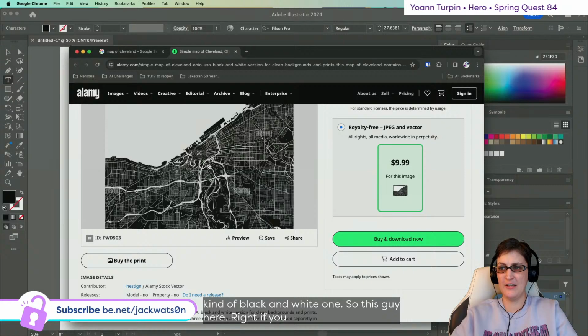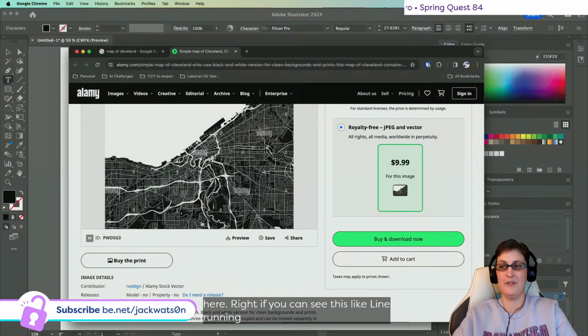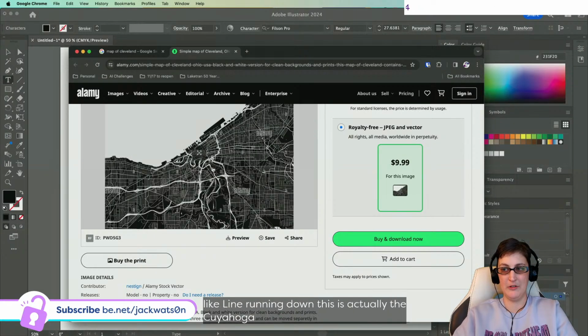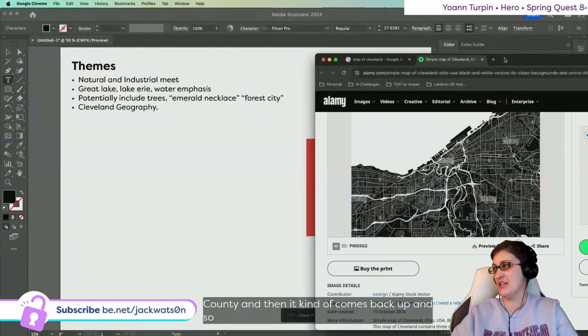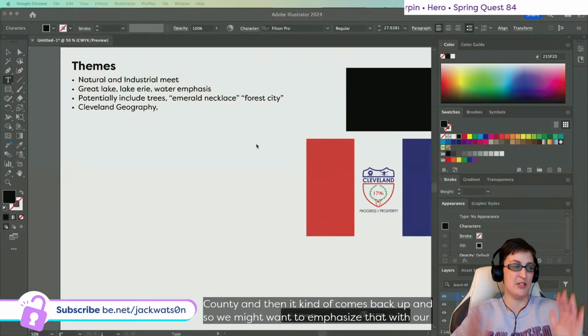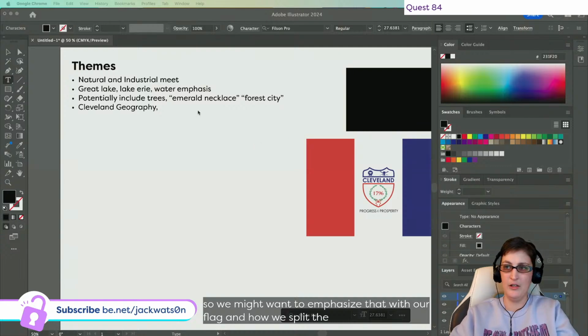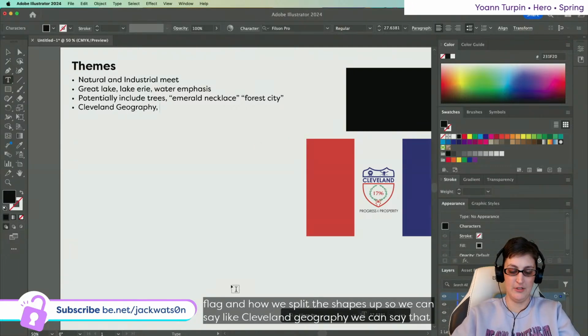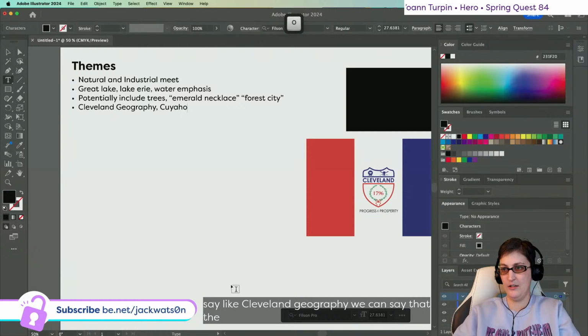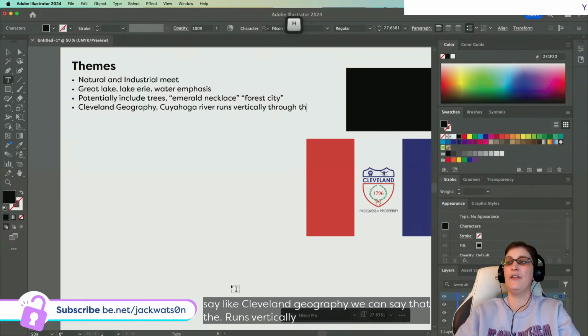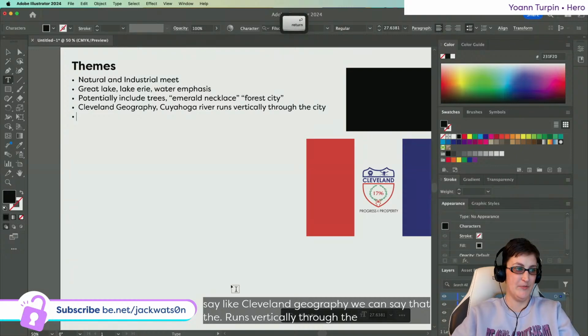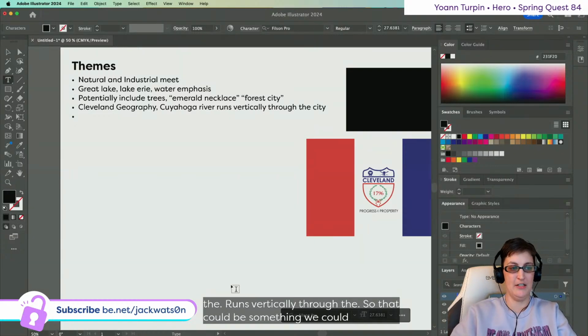If you can see this line running down, this is actually the Cuyahoga River, which runs through Cuyahoga County, and then it kind of comes back up. And so we might want to emphasize that with our flag and how we split the shapes up. So we can say Cleveland geography, we could say that the river runs vertically through the city. So that could be something we could play with.